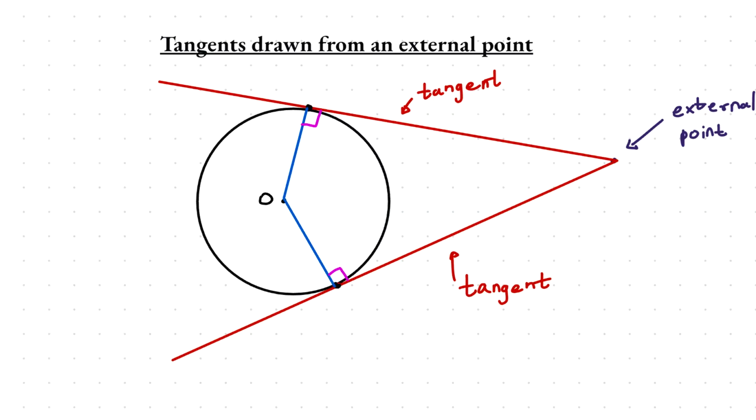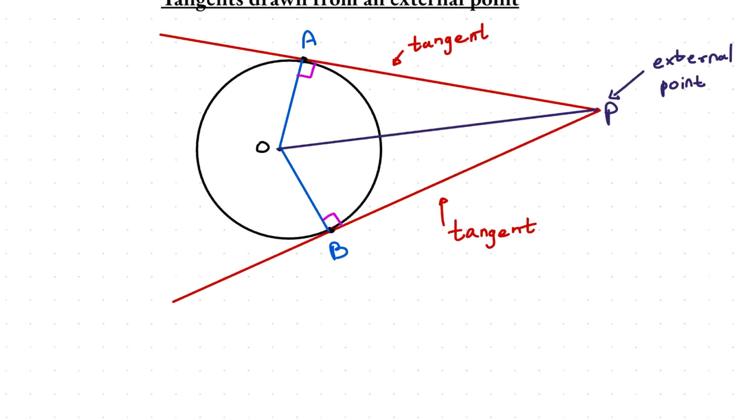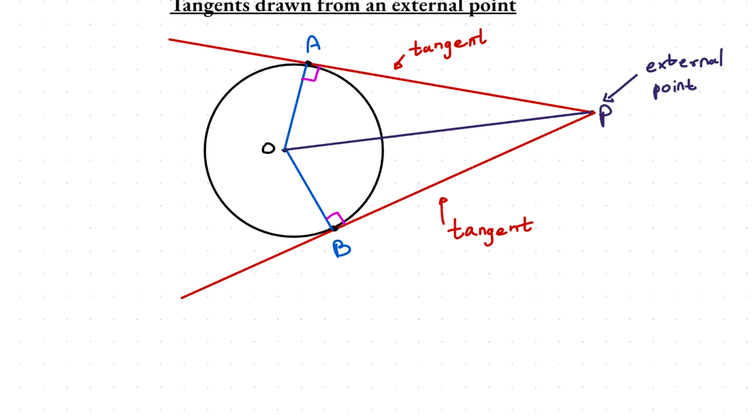I draw a line joining the center and the external point. O is the center, and this is the external point. I mark these as A and B, and the external point as P. In an instance like this, there is a theorem. This is a theorem. Don't write it for now, just listen.